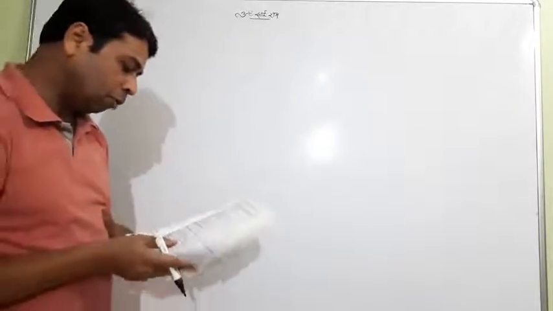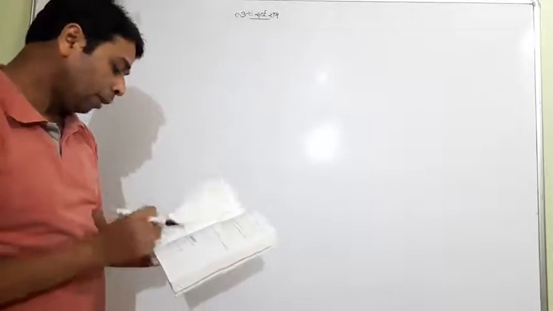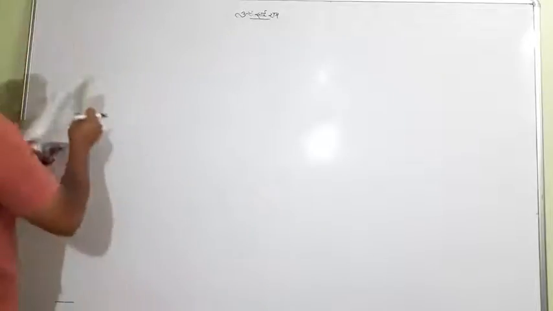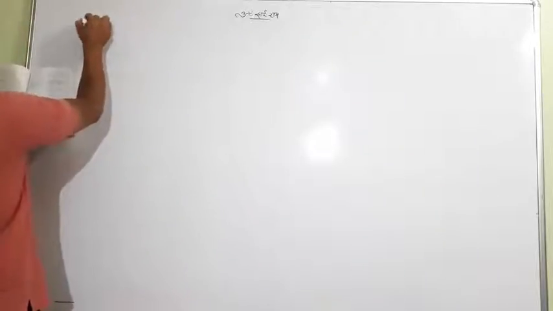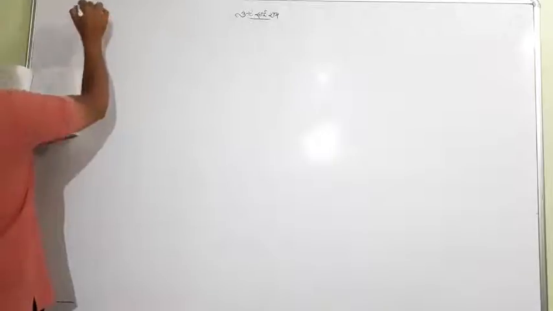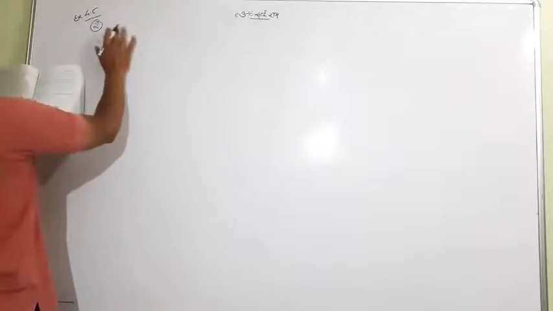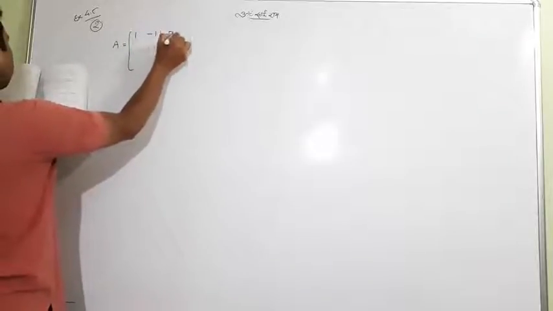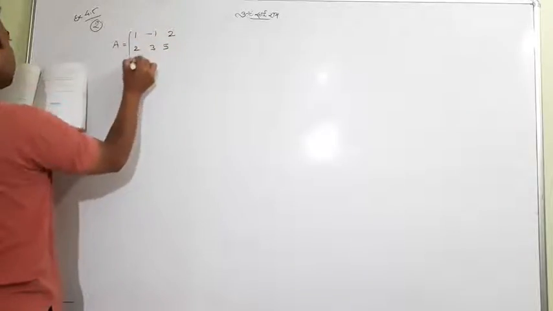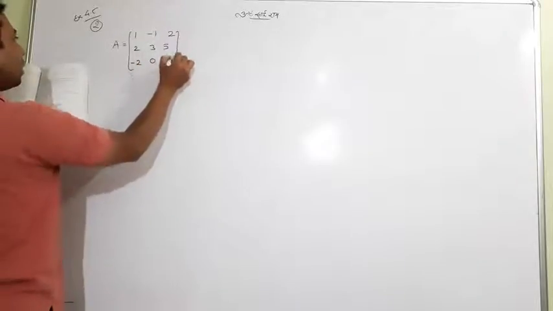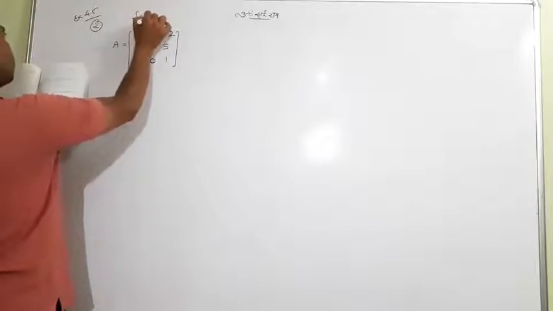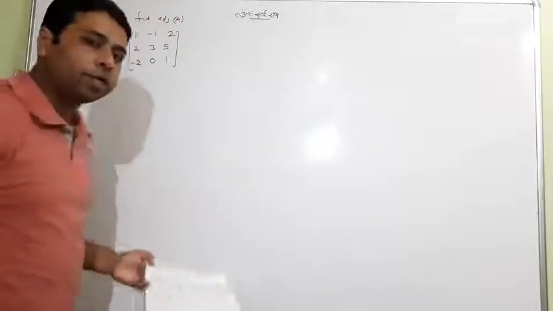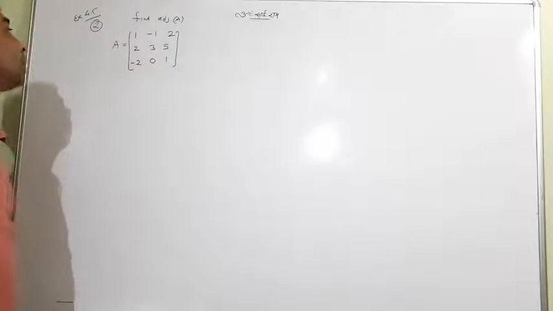So let me search for it, where it may be. I want to find question number 2 of exercise 4.5. Exercise 4.5, question number 2 says, let A be equal to the matrix 1, minus 1, 2, 2, 3, 5, minus 2, 0, and 1. And we are told to find the adjoint of A. Find the adjoint of each of the matrices. Okay. So let us begin now.